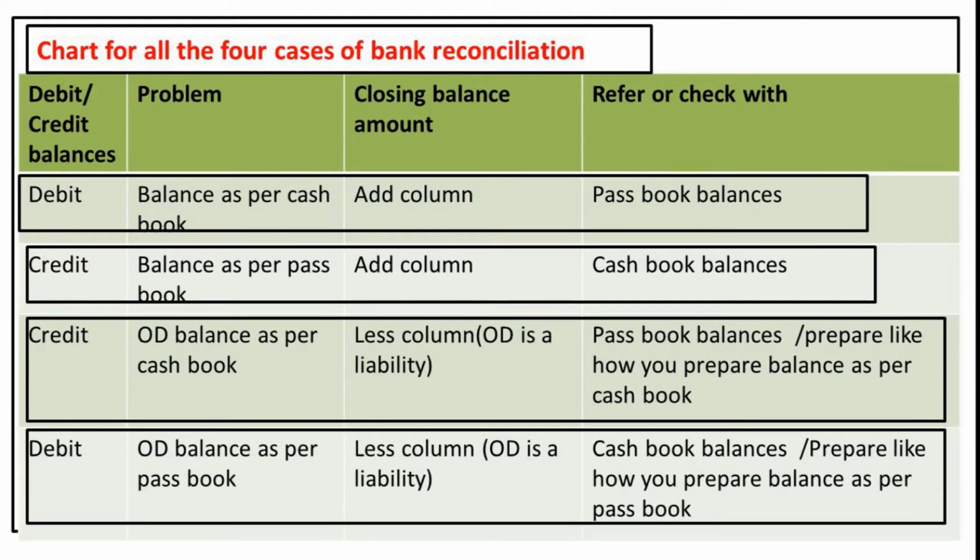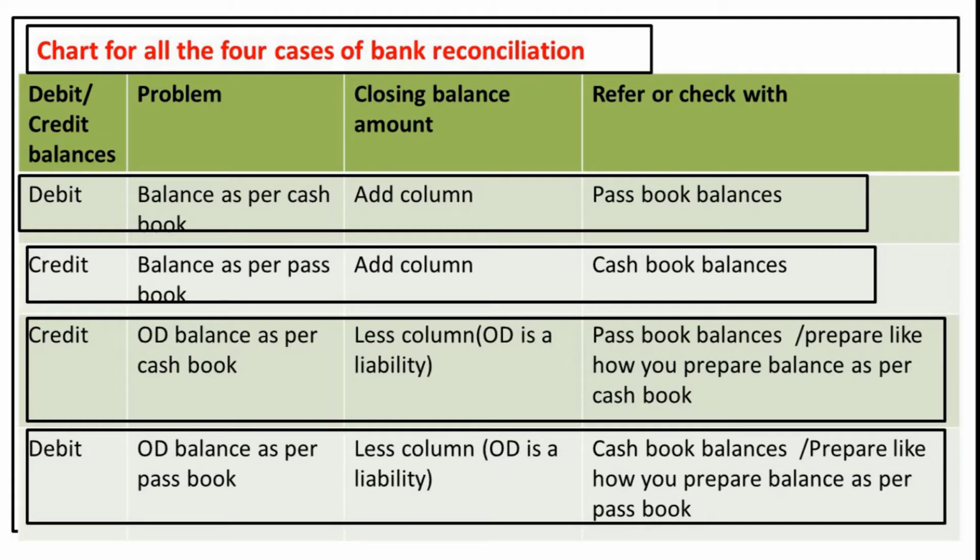Similarly, when the debit balance of passbook or OD balance of passbook is given in the problem, we have to mention the closing balance in less column. While preparing bank reconciliation statement, we have to refer to cash book balances. If the cash book balance is less, then we'll mention the difference amount in less column. If the cash book balance is more, then we'll mention the difference amount in add column.